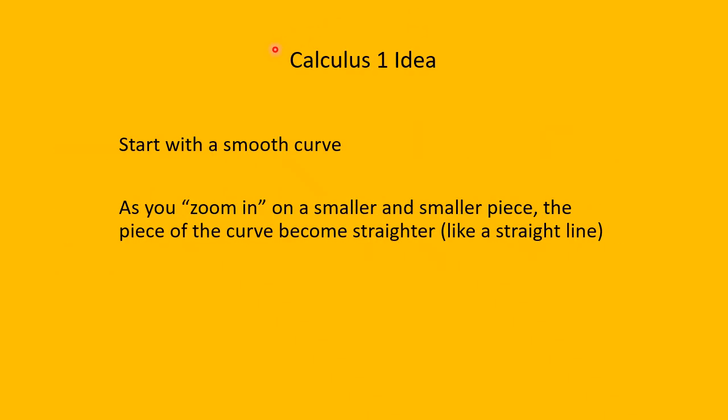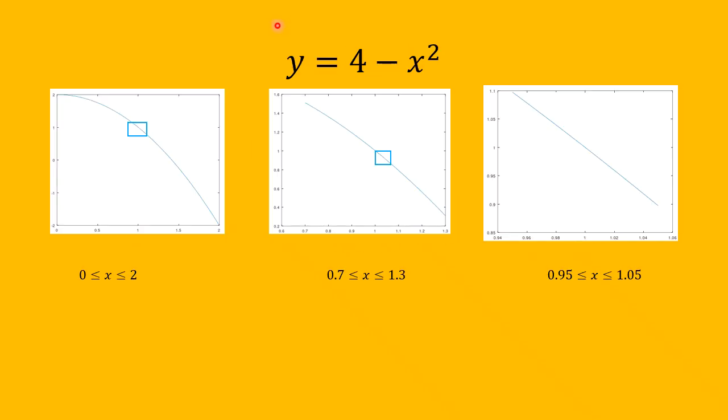To solve our problem, one of the ideas we will use comes from Calculus 1. Suppose we start with a smooth curve. It could be quite a long curve, going up, going down, and so forth. But as you zoom in on a smaller and smaller piece of that curve, the piece becomes straighter, more and more like a straight line. Here's an illustration of that.